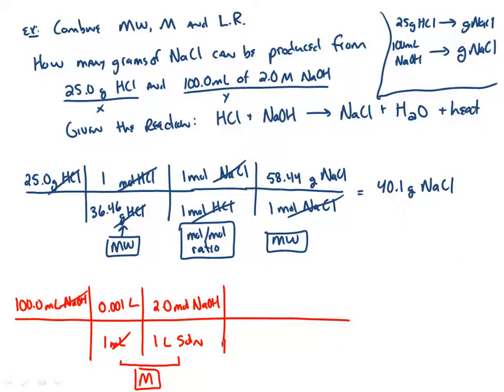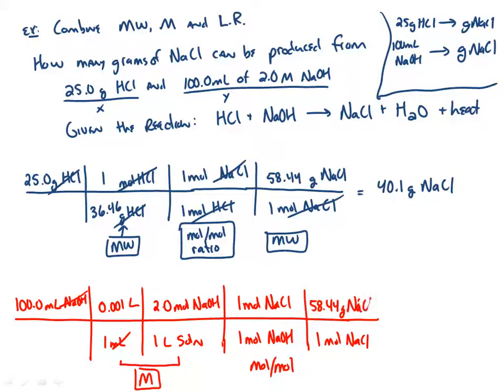But then notice our next step really is our mole to mole ratio, where we know that 1 mole of NaOH is 1 mole of NaCl. So here's our mole to mole. And then of course the ending is still the same. 1 mole of NaCl is 58.44 grams of NaCl. Now here we have to go to 12 grams of NaCl because, again, I only have 2 significant figures in that moles of NaOH.